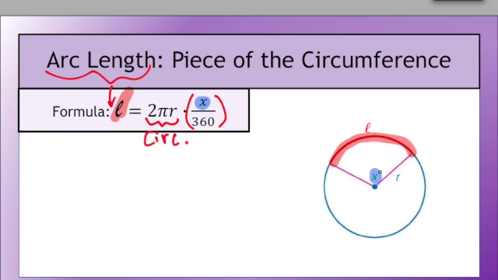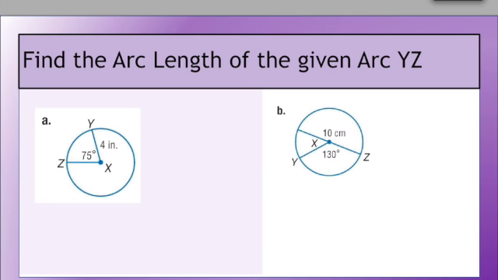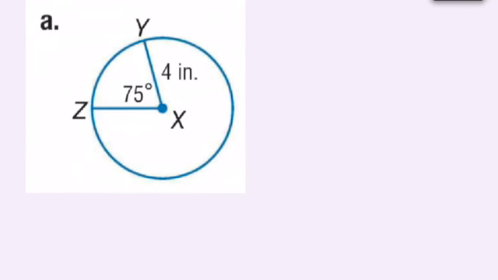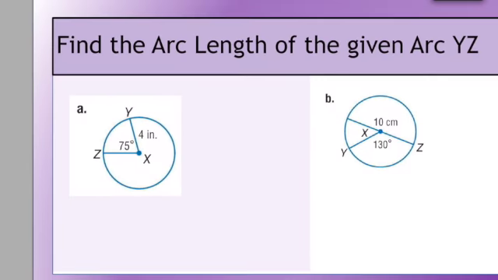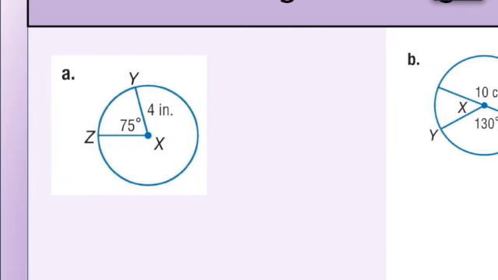Let's go ahead and look at an example of finding the arc length. All right, so I have two examples here. Let's look at example A. Let me look at my directions. Find the arc length of the given arc YZ. So I'm looking for this arc from Y all the way to Z. Let's go ahead and start with our formula.